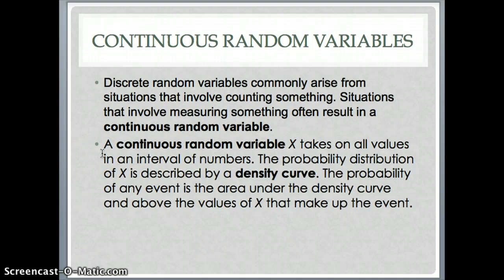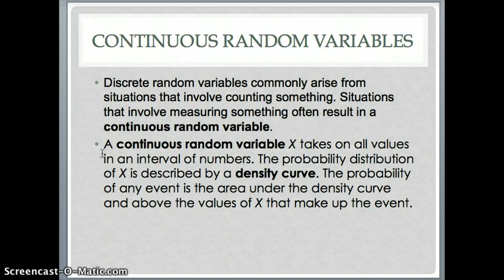So a continuous random variable x takes on all values in an interval of numbers. The probability distribution of x is going to be described by a density curve. The probability of an event is the area under the density curve and above the values of x that make up the event. We pretty much already know this topic because we've done it in Unit 1. Not much is really going to be any different other than the idea that we're now discussing continuous random variables.